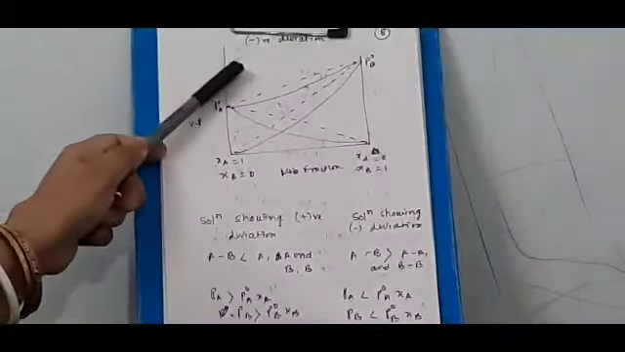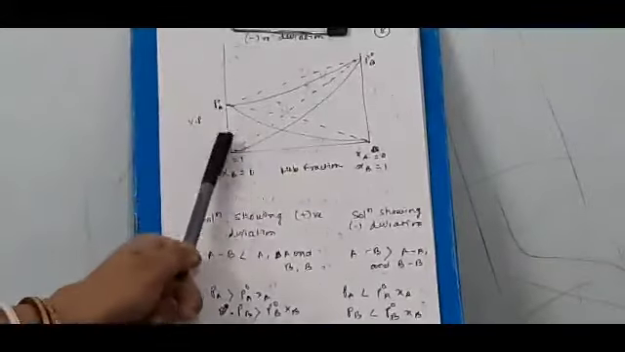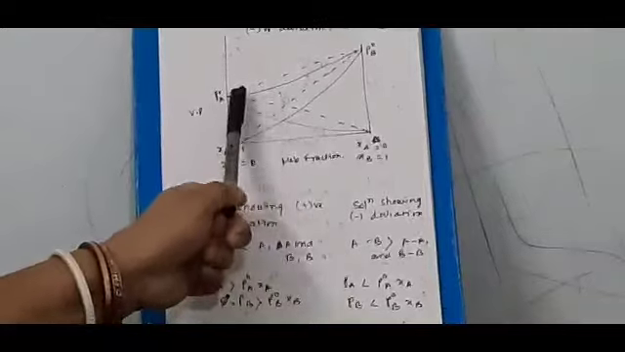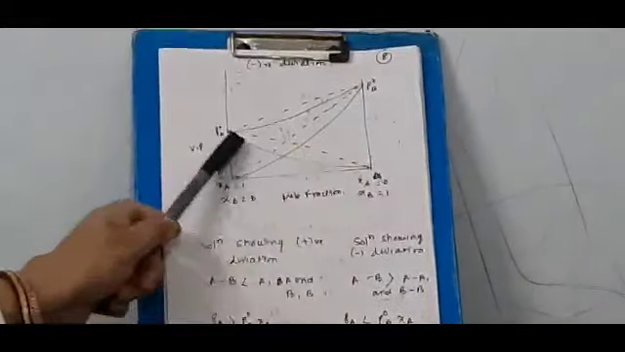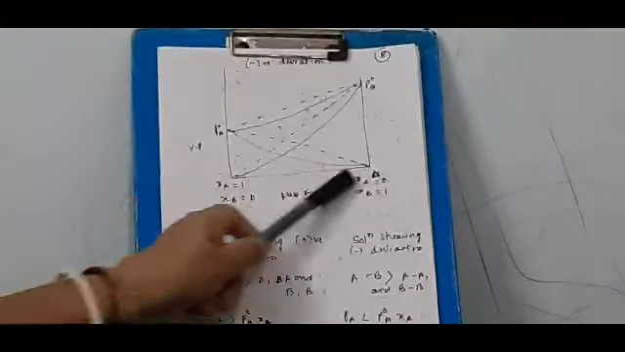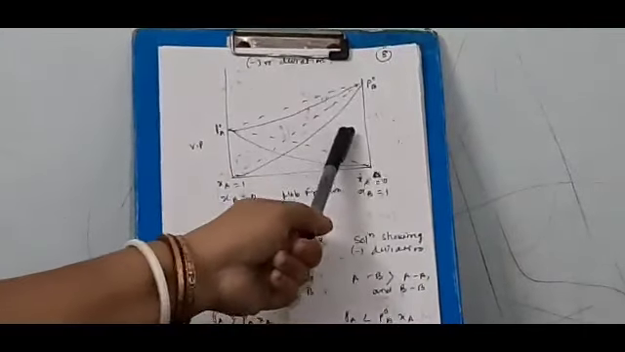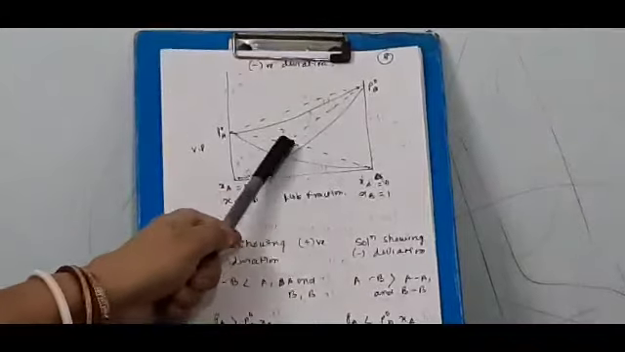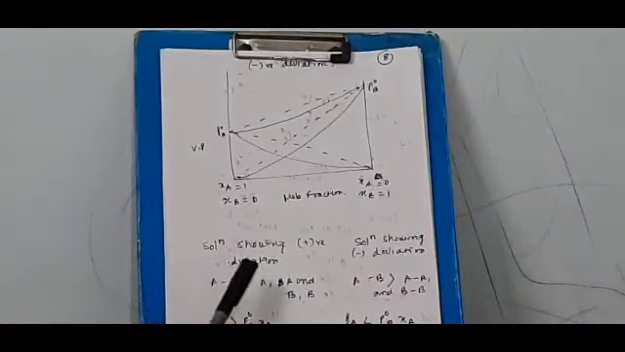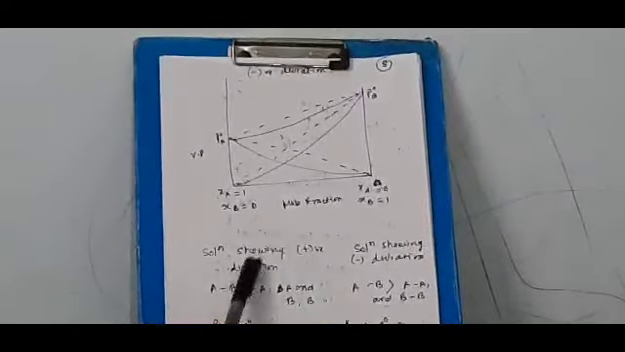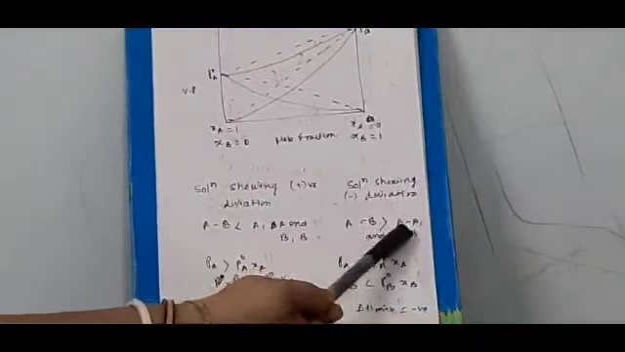This is a graphical representation of the negative deviation. Here in this graph you can see the total pressure P is lower than the dotted line. Here the partial pressure of A is lower than the dotted line, and here the partial pressure of B is lower than the dotted line. All will be lower than the actual value. Now we have got two solutions, one solution showing positive deviation, another solution showing negative deviation.